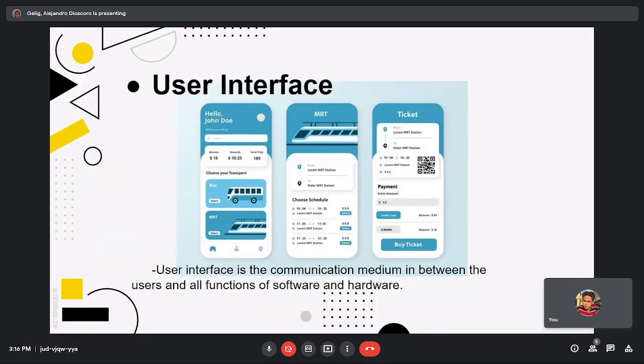The user interface is the communication medium between the users and the functions of the software. It is what we see when we open websites or apps, which is how we see the functions of a system. And next.